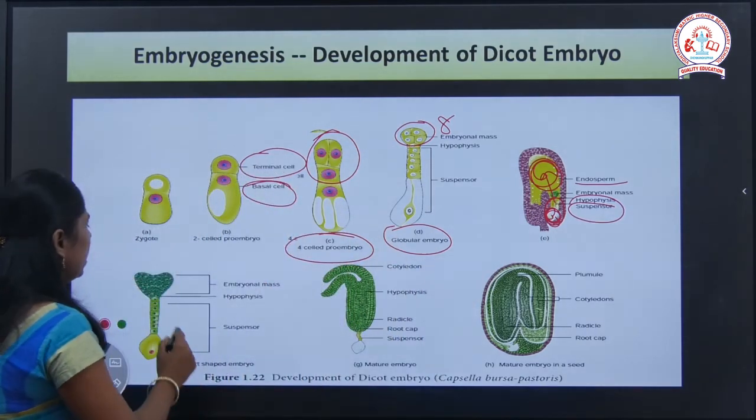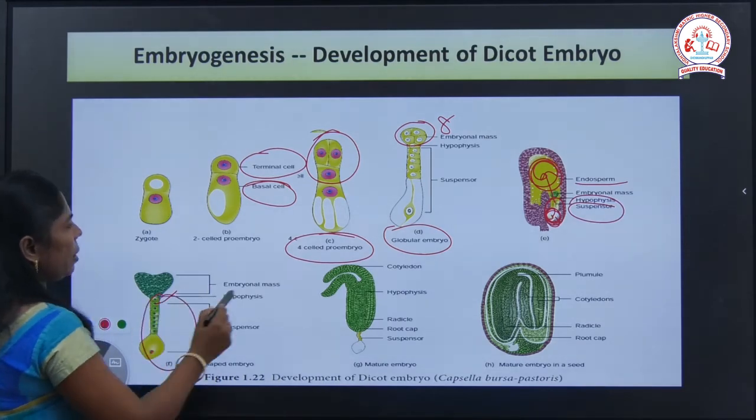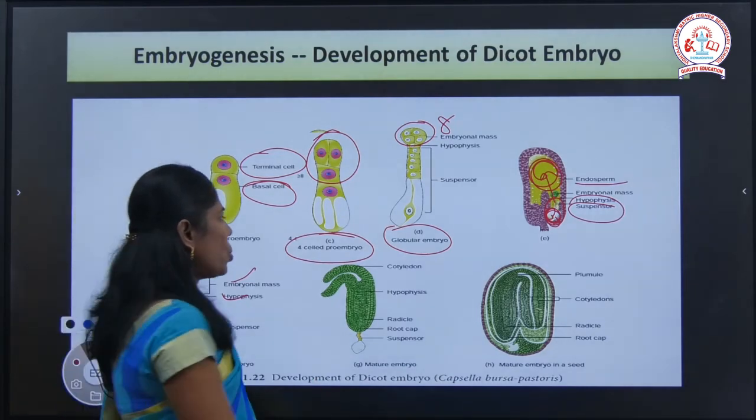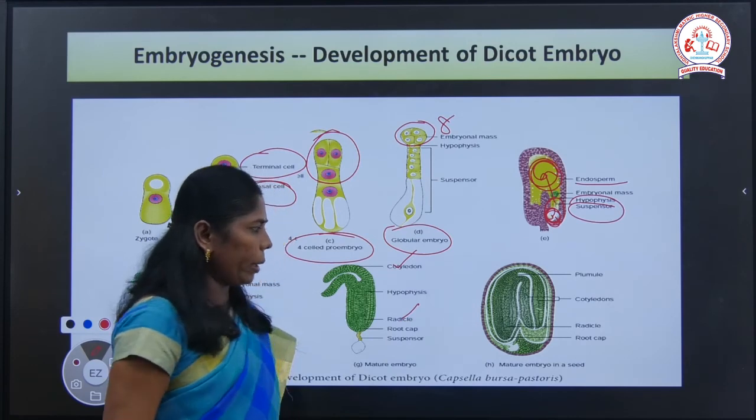So next we have to see the heart shaped structure. Okay, in the heart shaped structure, this whole part is the suspensor. This is the embryonal mass and the hypophysis, the last cell. Okay, and the mature embryo consists of the cotyledons, radicle, plumule, and root cap is present.